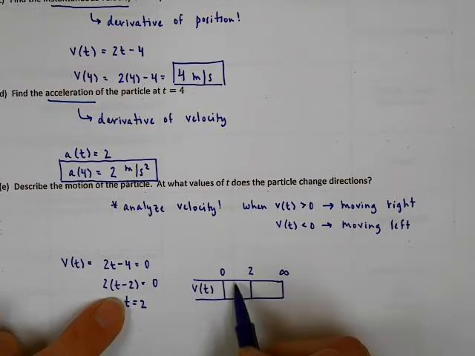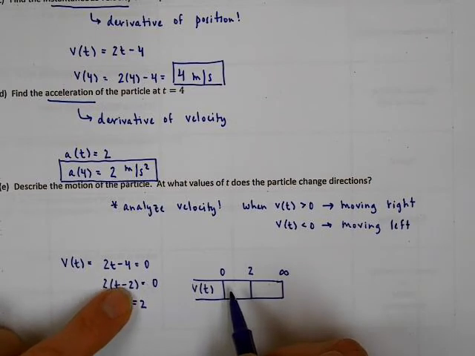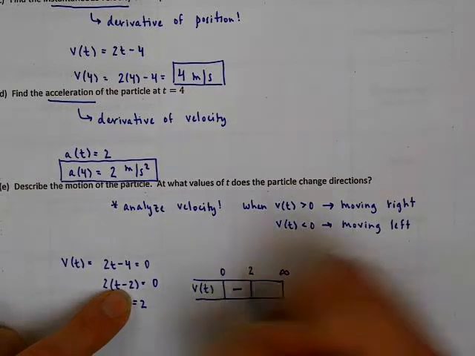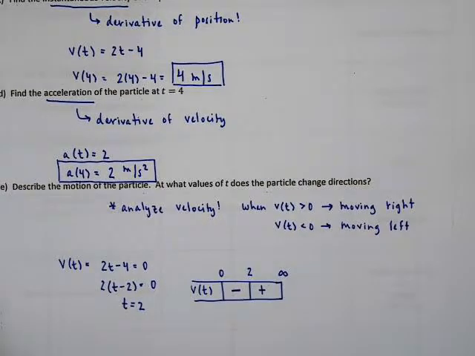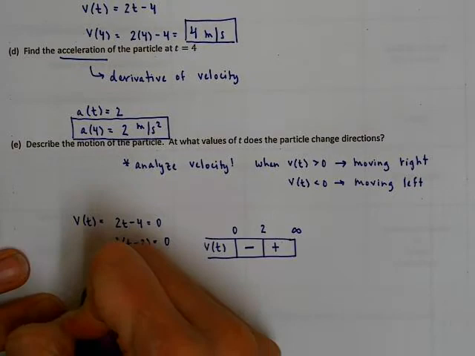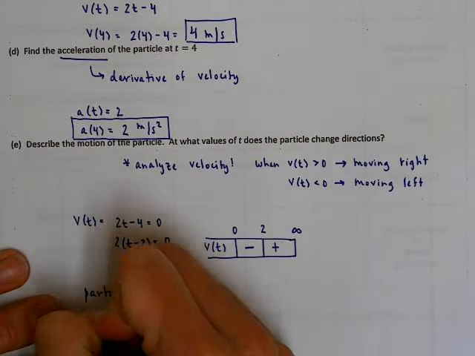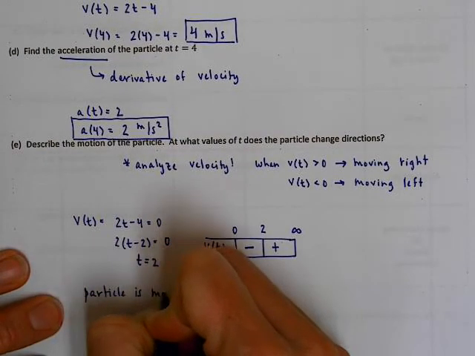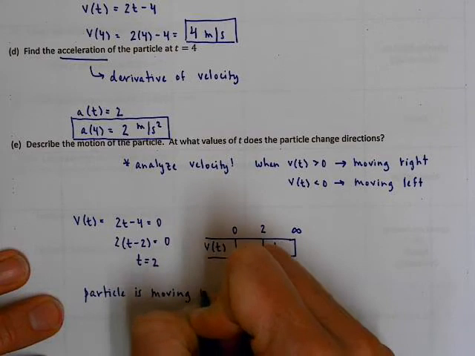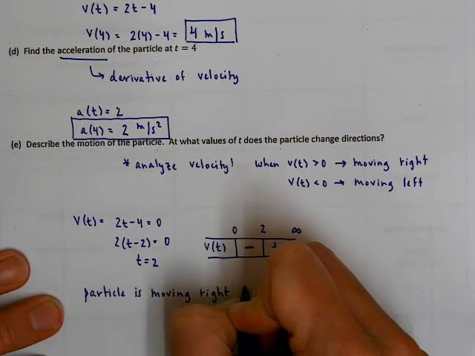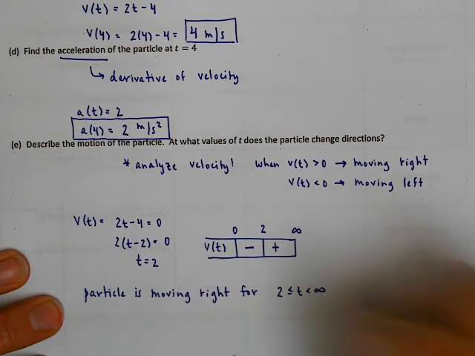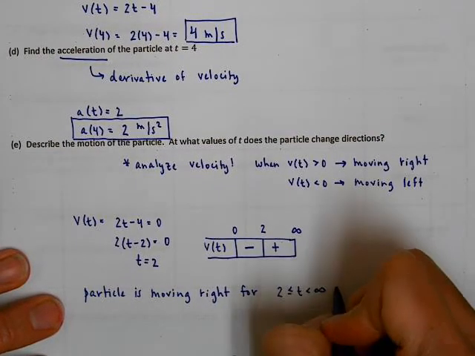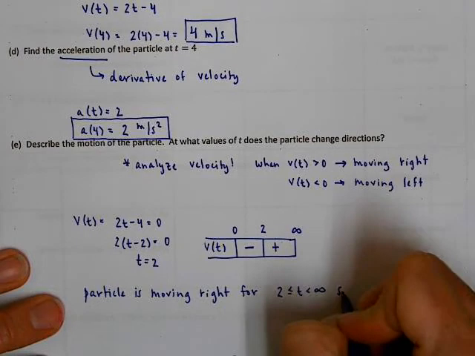So I'm going to test a positive 1. I know 1 minus 2 is going to give me a negative 1, so that value is going to be negative. For time greater than 2, that's going to be positive. So I know the particle is moving right for time between 2 and infinity seconds.